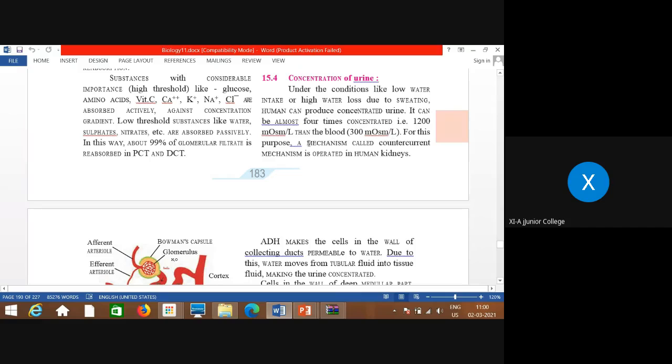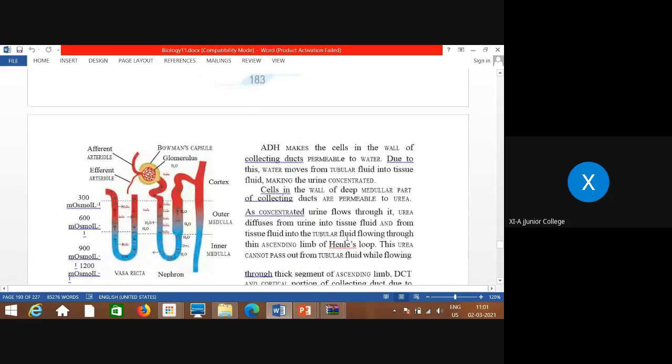Okay, for this purpose, a mechanism called counter current mechanism is operated in the human kidney. That day we discussed also why it is called counter current. Because counter is what? Opposite. Current is flow. As the blood is flowing in the opposite direction in the loop of Henle, descending and ascending limb, the urine, that means the primary urine or the filtrate, is flowing in the opposite direction. So that is what is called the counter current mechanism.